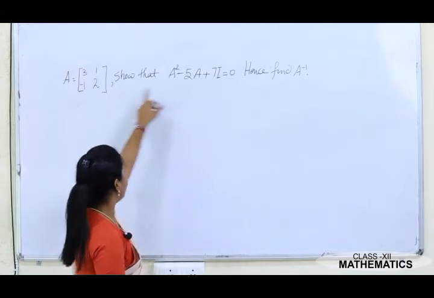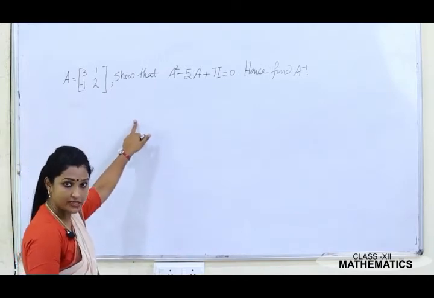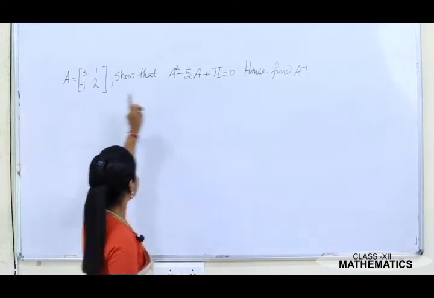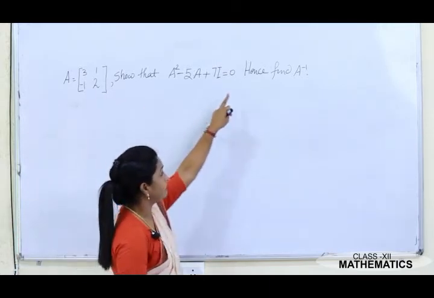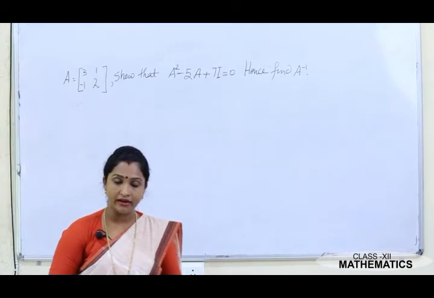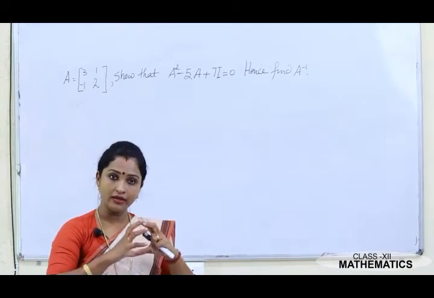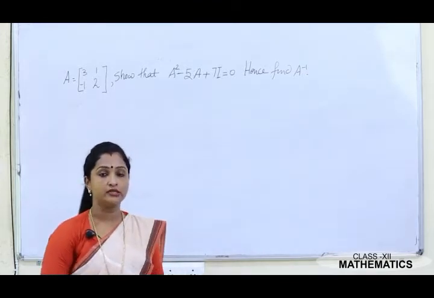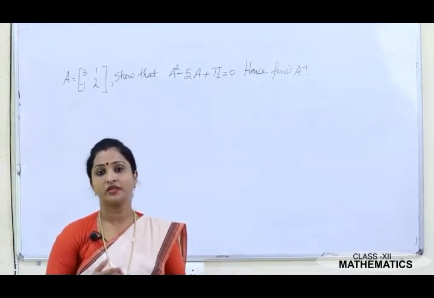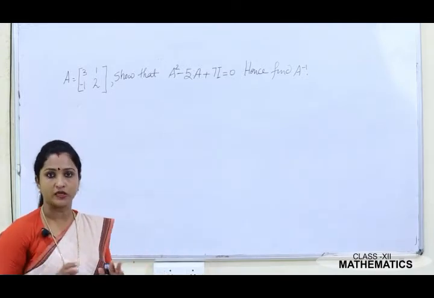Simple, find A square. A square means multiply A into A, so you are going to get A square. 5A means you have to multiply the matrix by 5, and 7I means I is the identity matrix, you have to multiply the identity matrix by 7, and you have to substitute the values in the equation and see whether you are getting 0. You have to get 0 because it's a show that question. Okay, so I am not doing that part because you can do it.